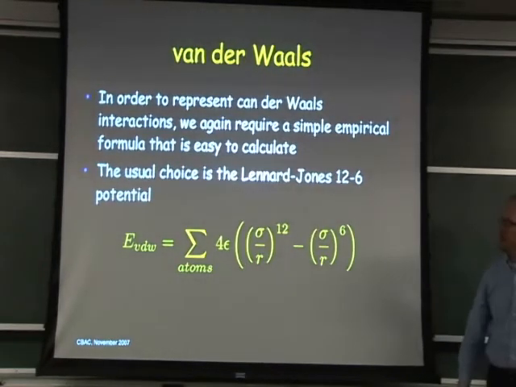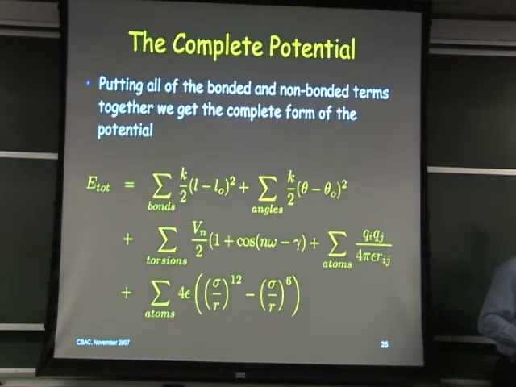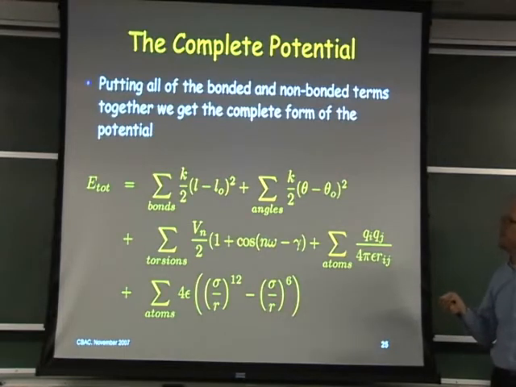Likewise, van der Waals interactions, to capture dispersive forces as well as Pauli exclusion forces, we use nothing more than a Lennard-Jones, this familiar 12-6 potential. Okay, so we've got this dispersive term as well as a hardcore term to give us the repulsive part. You put all these terms together, and you have effectively a complete potential: a bond term, an angle term, a torsion term, those three bonded terms we talked about. Then we've got electrostatics and van der Waals interaction.